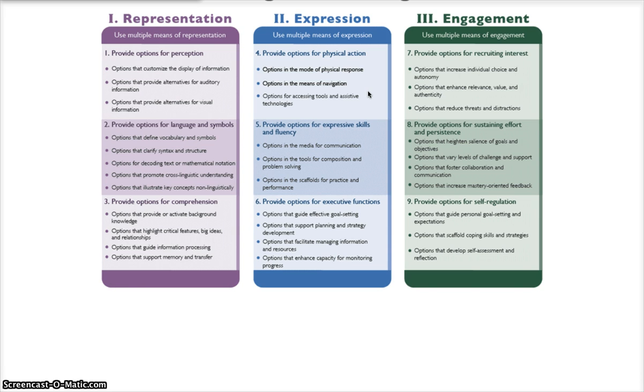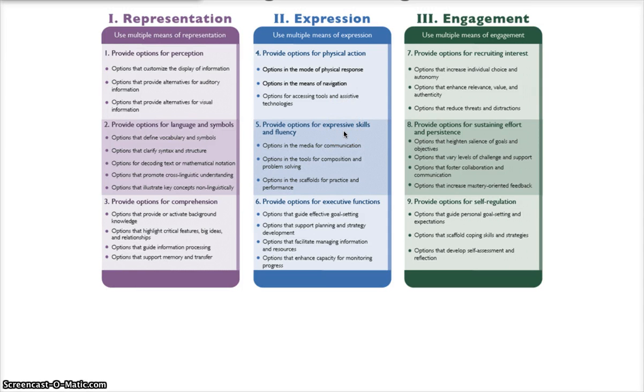Options in the means of navigation. So have students actually go out and, if they're doing something in geometry, actually have them build a model, large scale, out in the playground. Options for accessing tools and assistive technology, so allowing students to use assistive tech to help create models and representations.